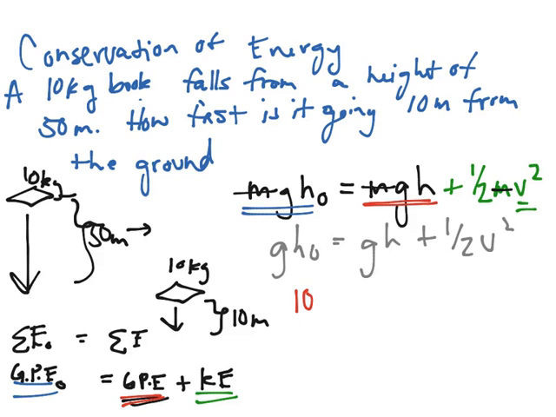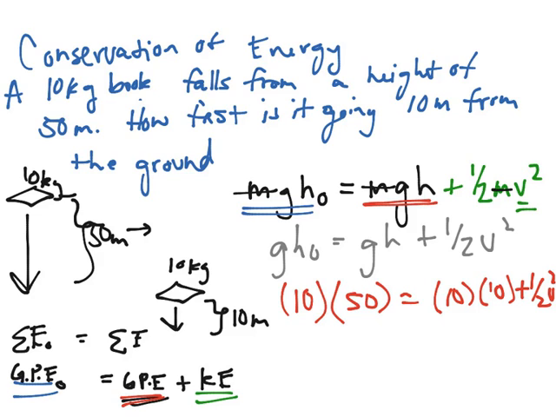Gravity, I'm going to use 10 for simplicity's sake, 10 meters per second squared. Its original height is 50. Gravity has not changed in this time. Its new height is 10. And then we're adding it to 1/2 v squared. We do not know v yet. So this is 500 is equal to 10 times 10 is 800 plus 1/2 v squared.